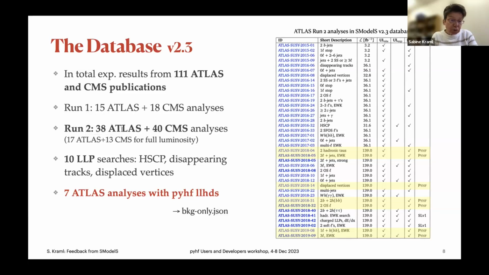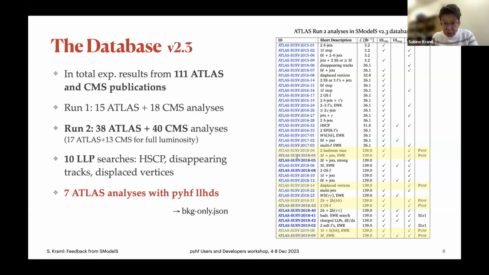Some from run 1, from run 2, we have 38 ATLAS results, and 7 of them are with likelihoods to be run with PyHF. And there what we use are the background-only JSON files. So you have these 7 analyses highlighted here in yellow. These are the ones we use.